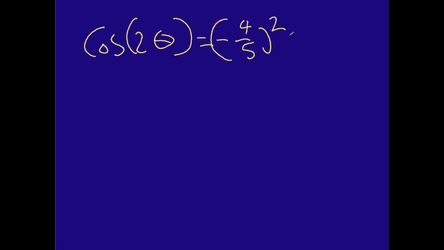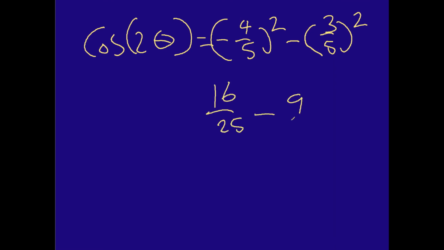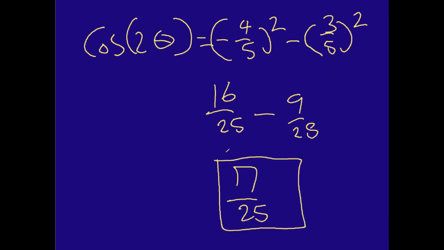Let's go back here, and then we're going to subtract 3 over 5 squared. We just do some basic calculations. This squared is going to be 16 over 25 minus 9 over 25. Nothing amazing there. You simplify that and you get the value of 7 over 25. So this is our double angle. If alpha and beta are the same value, it's going to be 7 over 25.